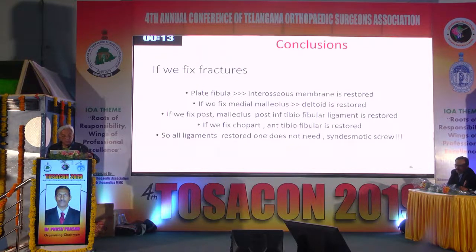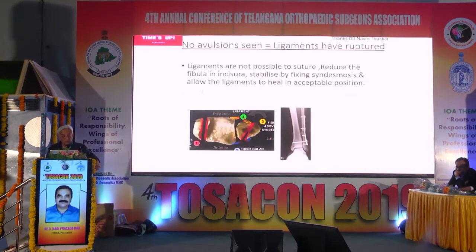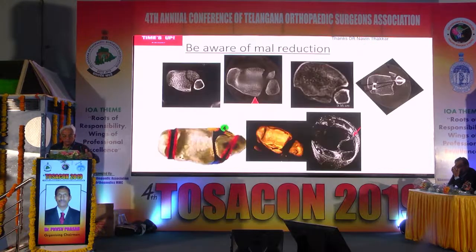In conclusion, if we fix fractures, plate the fibula, the interosseous membrane is restored. If we fix the medial malleolus, the deltoid is restored. If we fix the posterior malleolus, the posterior inferior tibiofibular ligament is restored. If we fix Chaput, then the anterior tibiofibular ligament is restored. So all ligaments are restored. One does not need a syndesmotic screw. No avulsion, the ligaments are only ruptured, and then we have to put those ligaments into the normal anatomy and fix up the fibula into the normal anatomy to the tibia.